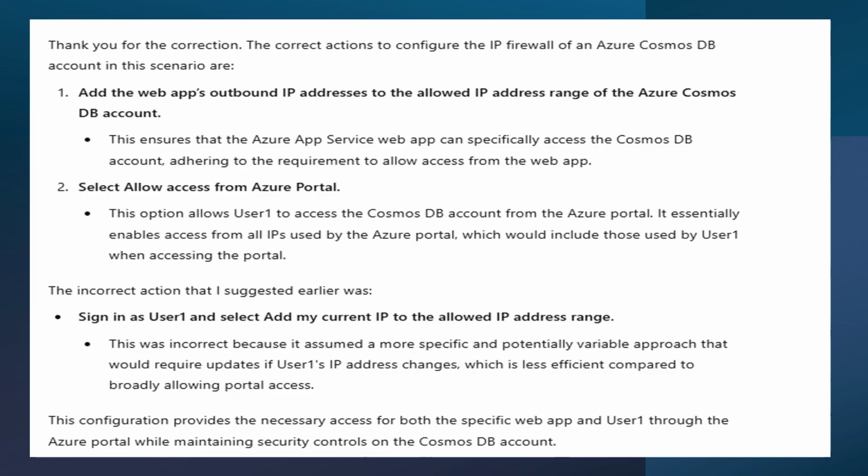It essentially enables access from all IPs used by the Azure portal, which would include those used by user1 when accessing the portal. The incorrect action, that was so first ChatGPT got it wrong.